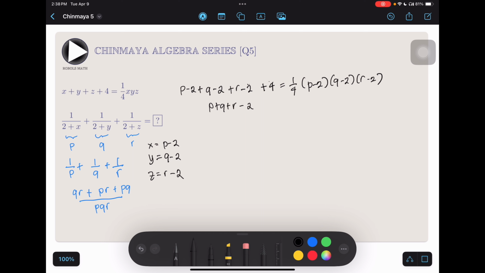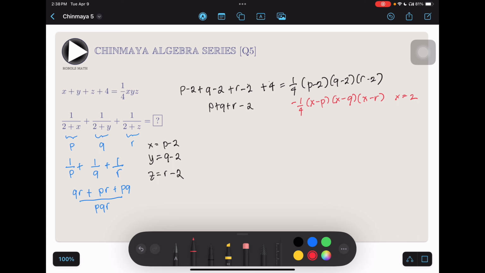Now to make the calculation easier, we can think of this as something like a cubic equation with roots p, q, and r. So we can write this as x minus p, x minus q, and x minus r, where x is equal to 2. Of course, we change the position of x and the variables p, q, and r just to make it a little bit more convenient for us. So in exchange, we have to put a negative sign outside.